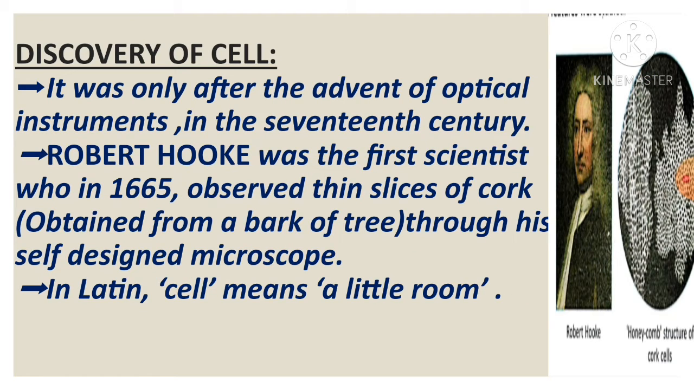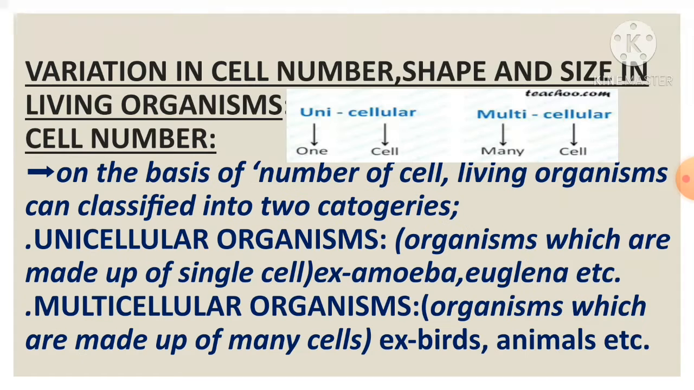Discovery of cell. It was only after the advent of optical instruments in the 17th century. Robert Hooke was the first scientist who, in 1665, observed thin slices of cork obtained from the bark of a tree through his self-designed microscope. In Latin, cell means a little room.